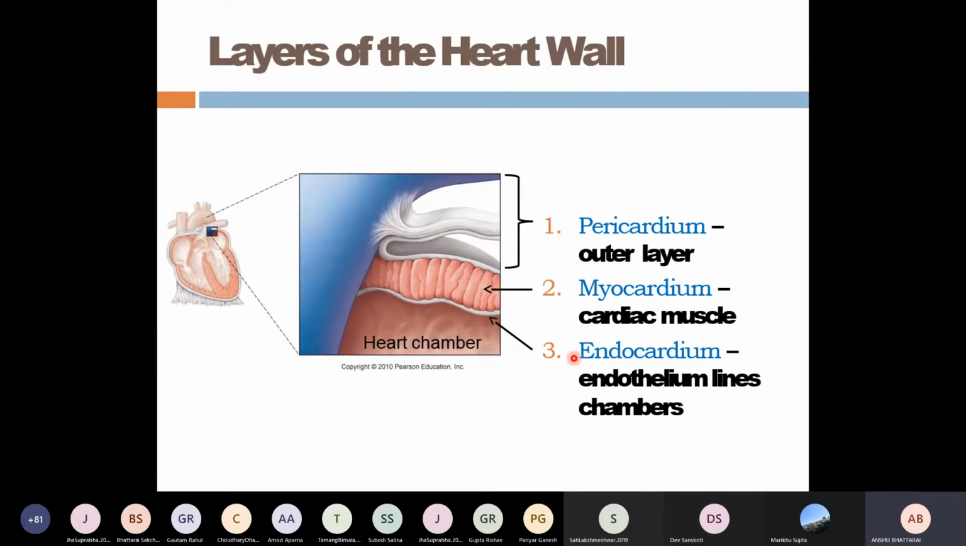This is because the bundle of His as well as the Purkinje system are present within this subendothelial connective tissue layer, and they move outward towards the myocardium. They are present somewhere here and then they go outwards like this. That is why the impulse is conducted from the inside to the outside. So this will be more clear in the next class, I think.